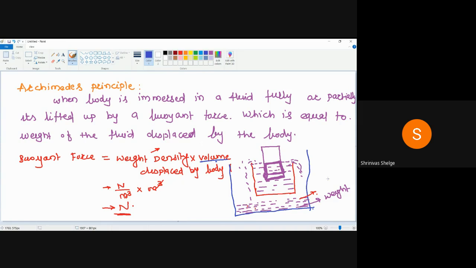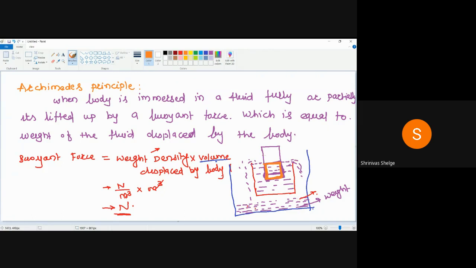So remember that. Suppose this is the block, correct? I know the dimensions of this block. So remember that whatever volume of this body is immersed in the fluid, that same amount of volume gets displaced. Getting my point? So this much amount of volume of that body is immersed in the fluid, correct? So the same amount of volume of the fluid gets displaced.